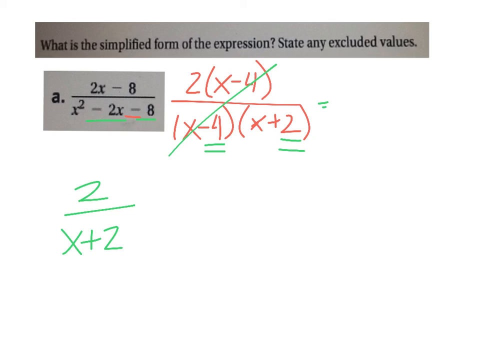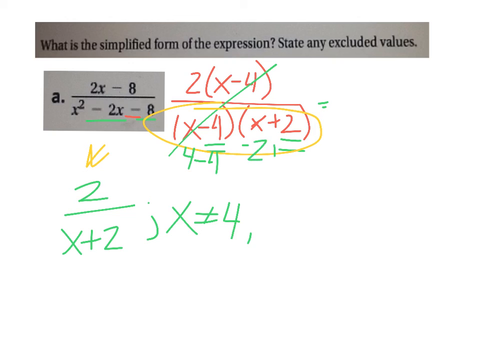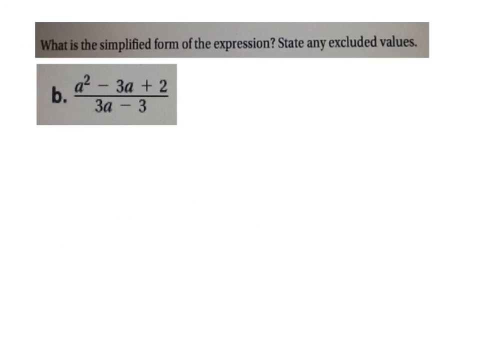However, I have to think about my excluded values. For that, I'm thinking about this whole thing, not just the final answer. And when I look at that, for the first one, 4 minus 4 would give us 0, so I know that x can't equal 4. And for the second one, negative 2 plus 2 would give us 0, so x also cannot equal negative 2. Once again, when you have a trinomial in the denominator, it's very, very likely they're going to have multiple excluded values. So just always be mindful of that.